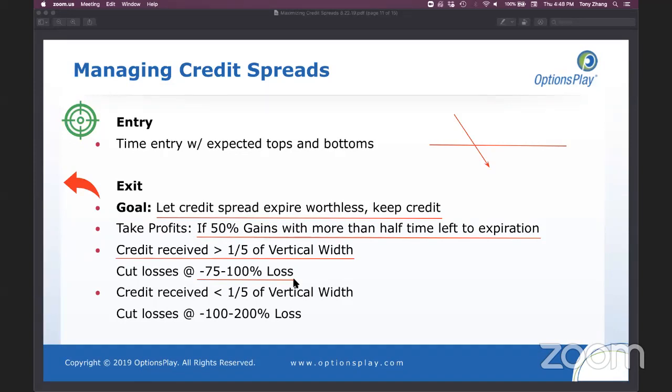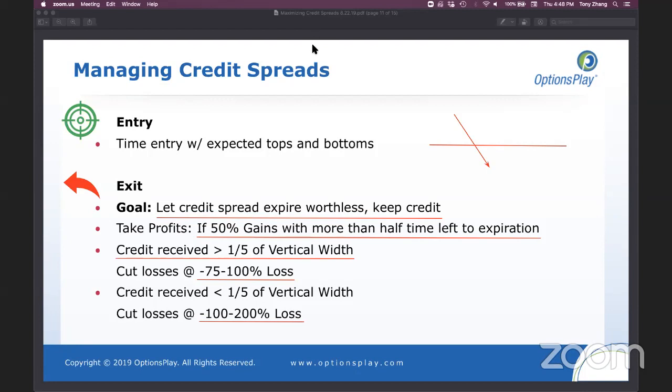Conversely, if you are collecting those high probability of profit trades where the credit received is less than 1/5 of the vertical width, that's when you want to cut losses at about a 100 to 200% loss of the premium that you received.